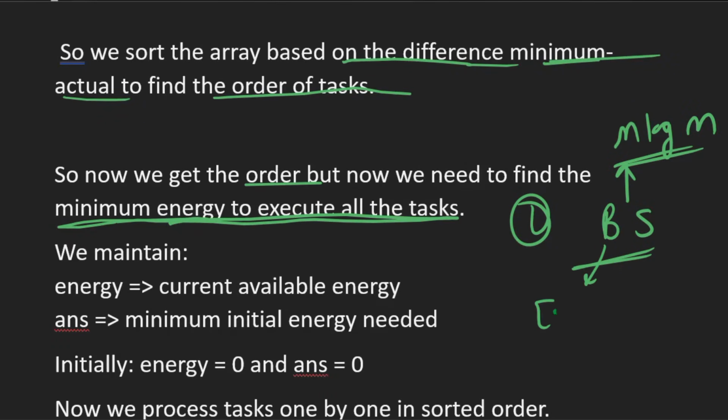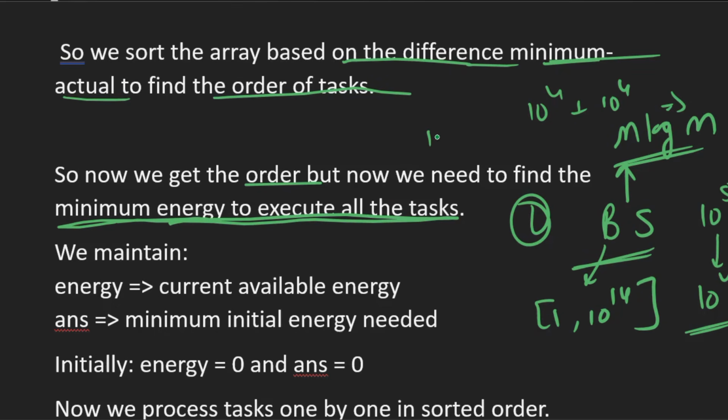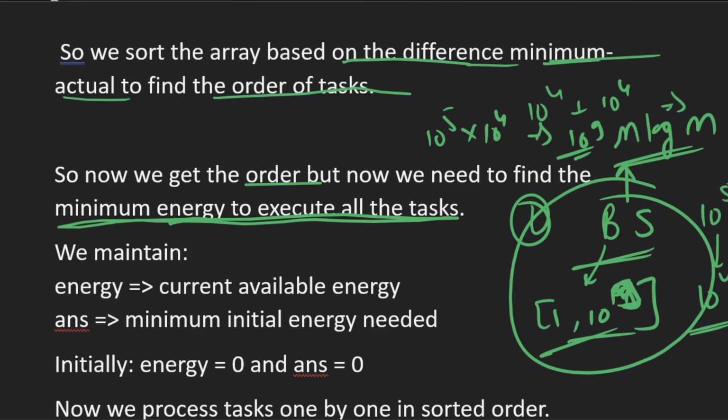For binary search our range will be from 1 to 10^14. Now how 10^14? So the total number of elements that we have is 10^5, and each element can be up to 10^4, right? So 10^5 into 10^4, which is 10^9. So the maximum range will be 10^9. So this is the range for binary search.